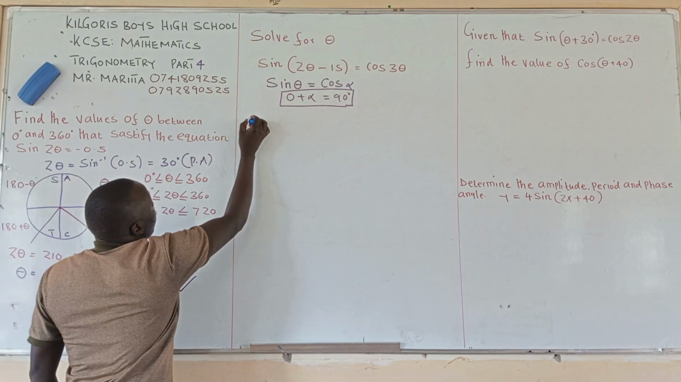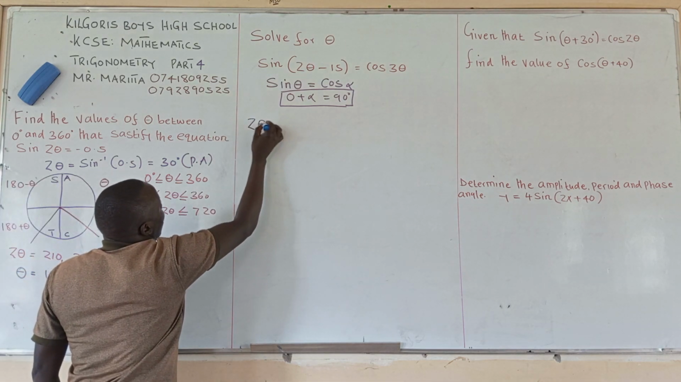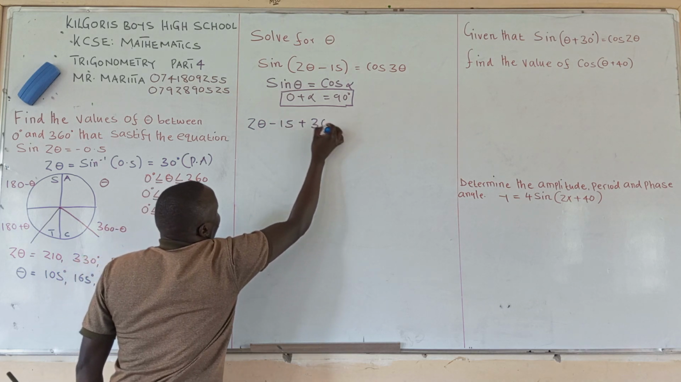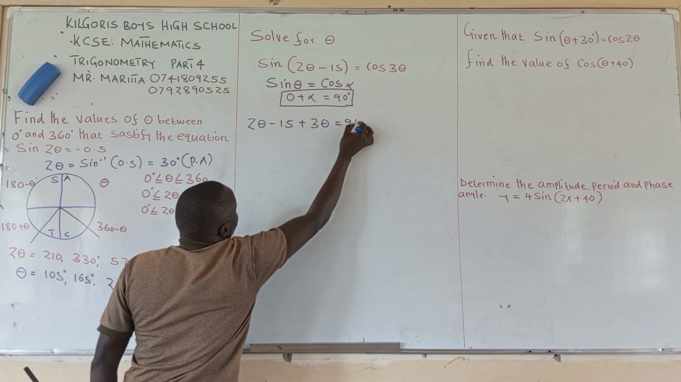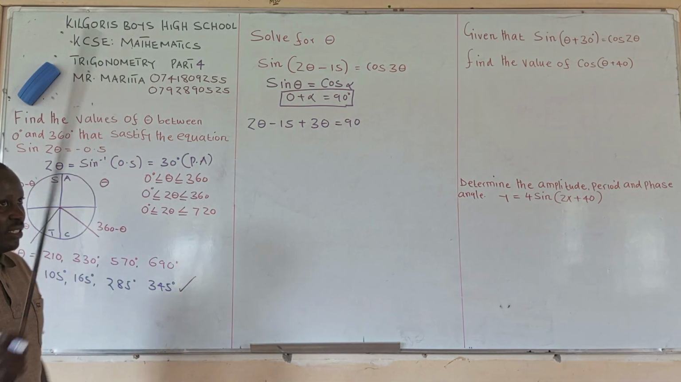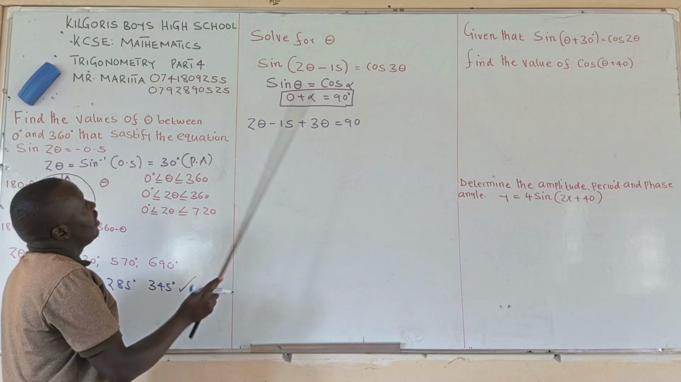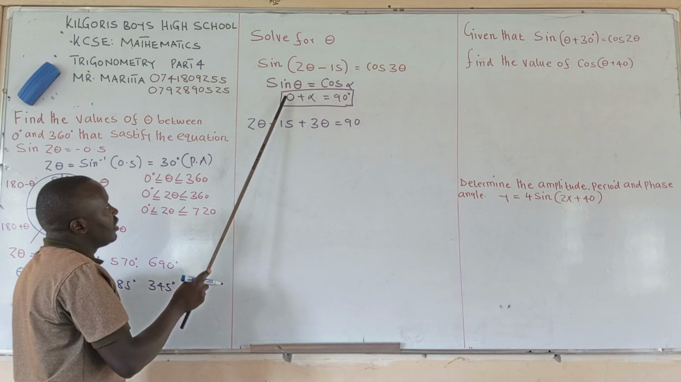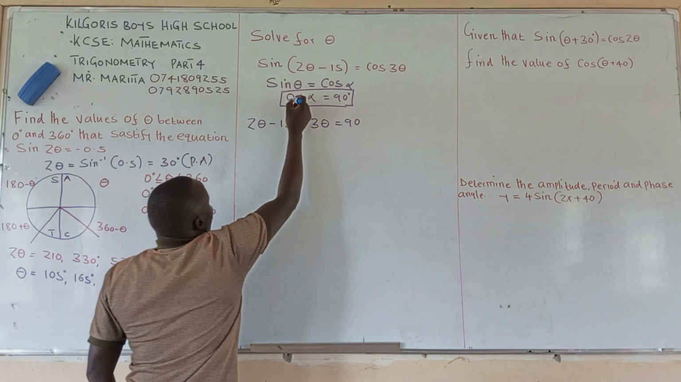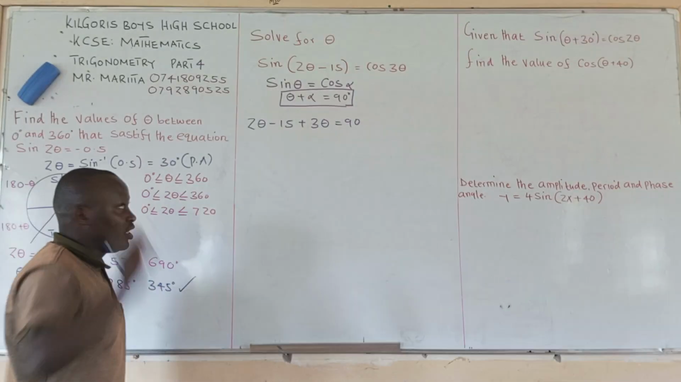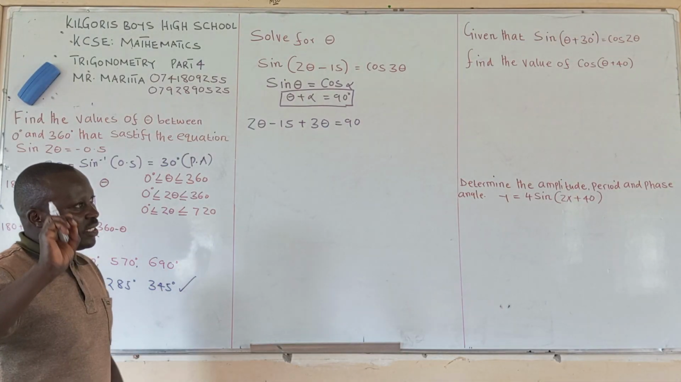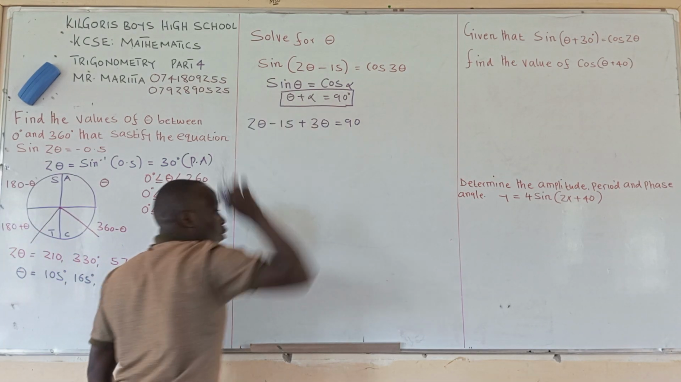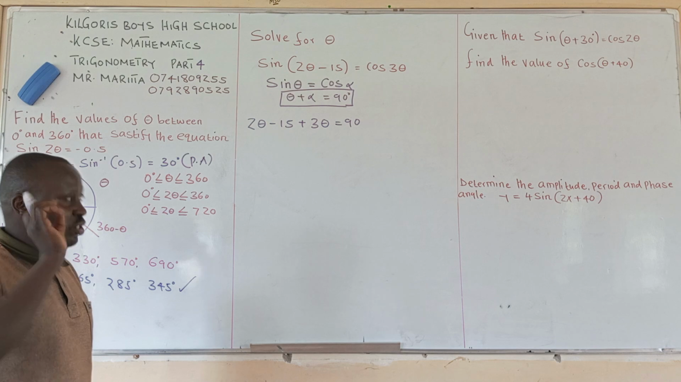Therefore, from here, we have 2 theta minus 15, plus 3 theta, and this is equivalent to 90. A very important thing you need to understand: wherever you see sine is equal to cos, sine theta plus cos alpha is equal to 90 degrees. So make sure you use this relationship. That is when you will get these questions correct.